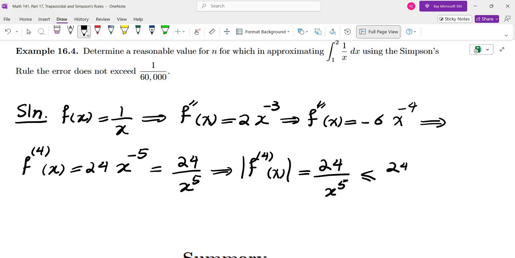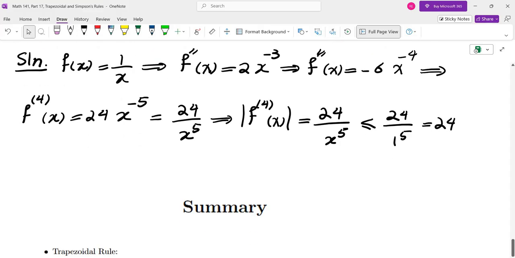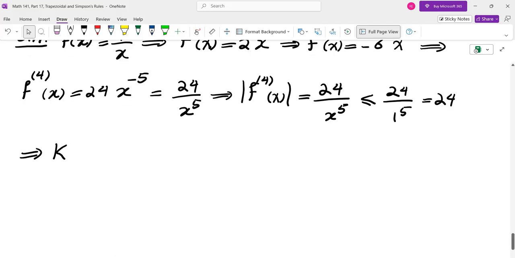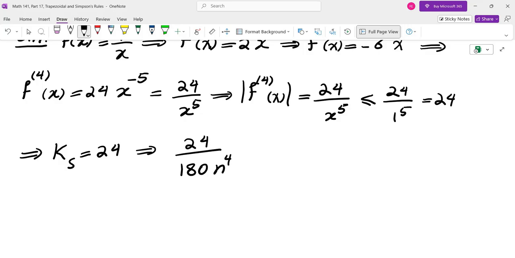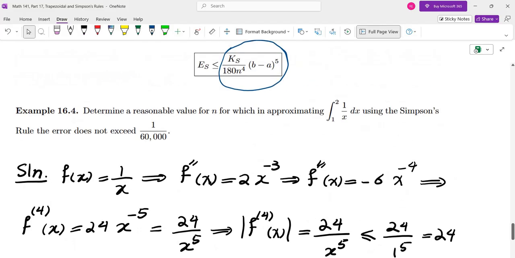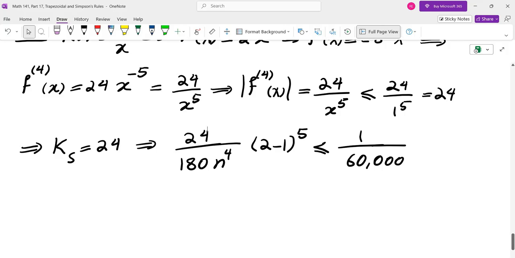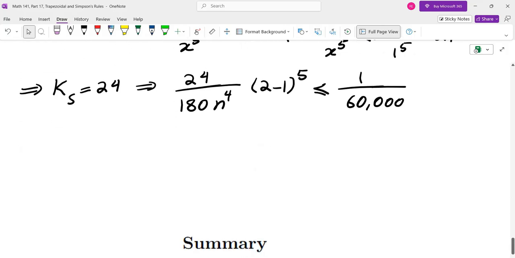Now this is less than or equal to 24 over 1, because x is between 1 and 2, and x is in the denominator. The smaller x, the larger the fraction. So that tells us that k sub s is equal to 24. So what we need is 24 over 180 n to the fourth times (b minus a) to the fifth to be less than or equal to 1 over 60,000, because that was the formula that we were given. So it's k sub s over 180 n to the fourth. So k sub s is 24, 180 n to the fourth, and then 2 minus 1 is just 1 to the power of fifth.